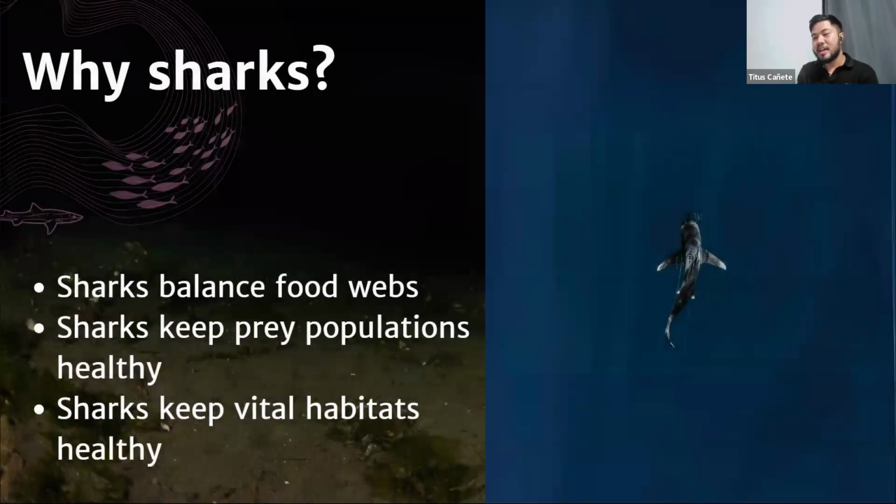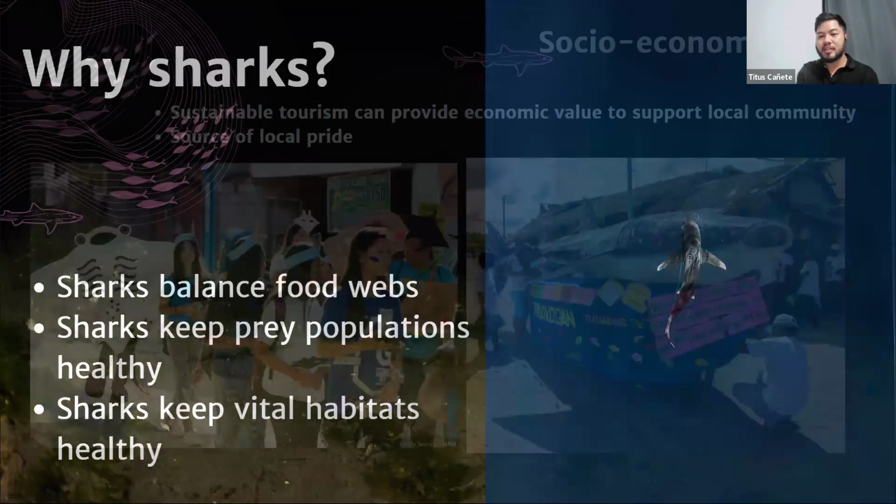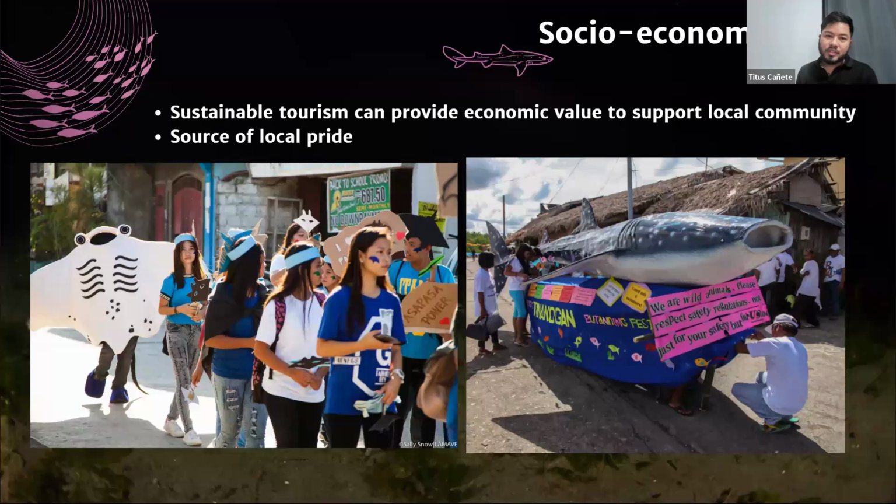But sharks actually play very important roles for us as humans, but also in our ecosystems. They help balance food webs by keeping prey populations healthy. So sharks are actually indicator species that say that marine ecosystems are healthy when we see these sharks in them.